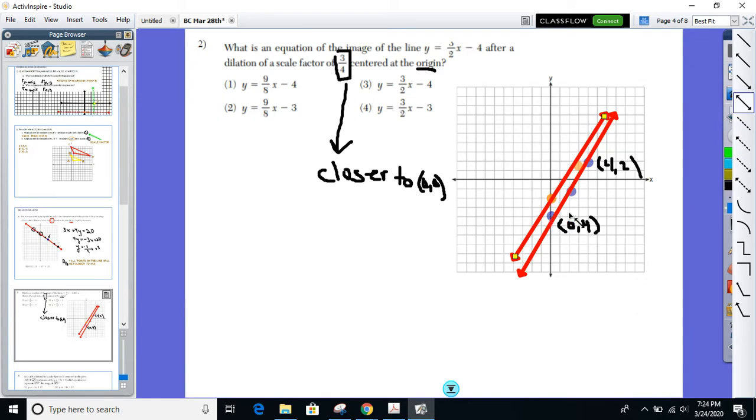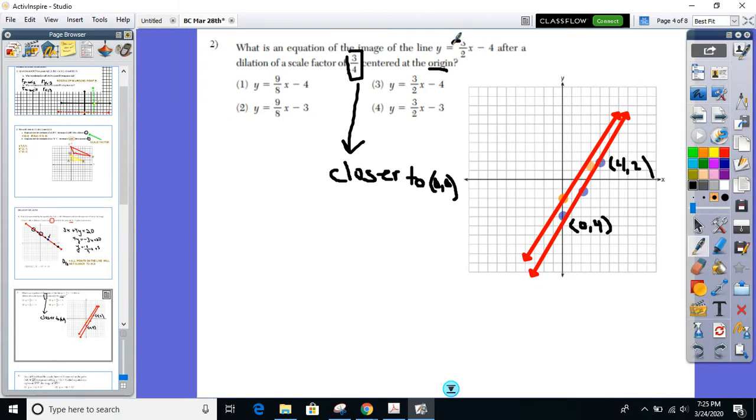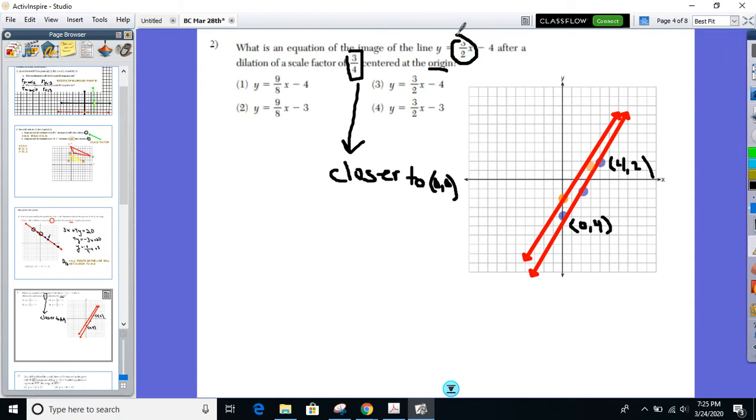Notice 0, 4 went to 0, 3. The slope of this line was 3/2, so it's going to remain 3/2, but now it's just got a different y-intercept, which is 3. Okay, so recap again so we can go quicker through the next couple set of problems. When you dilate a line through the origin, it remains parallel and just has a new y-intercept, which you can find by multiplying the coordinates by the scale factor. All right.